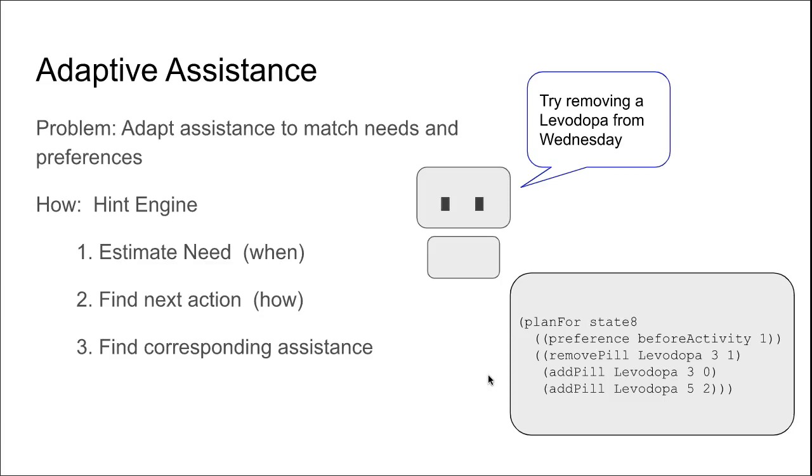Now, there's a lot of different ways in which we can use user preferences to adapt how the assistance is given. Right now, we're really just looking at it in the plan generation. So here we have a preference for how long before a given activity the person prefers to have their levodopa. And so the plan that gets generated is based upon this preference.